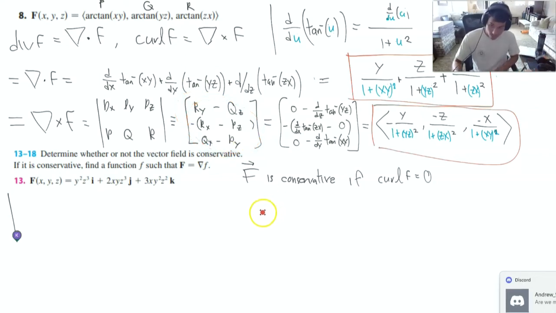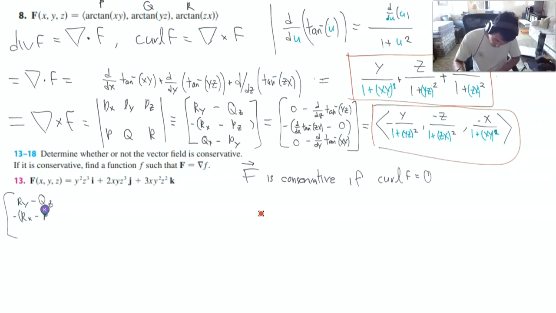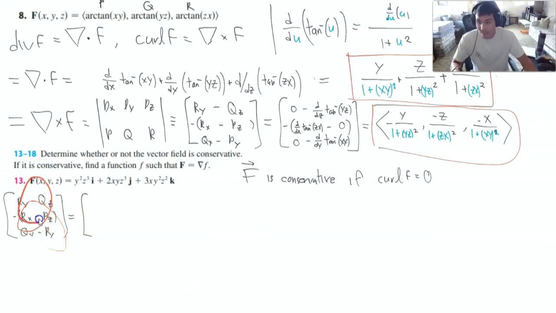Okay, so we'll write it: ry minus qz, negative rx minus pz, then qx minus py. And let's just fill in those gaps. Again, this is the formula for curl. Like, this is it right here. This is the formula. Okay, so this is P, Q, and R. I'll label it again, P, Q, and R. All right, so R with respect to y.